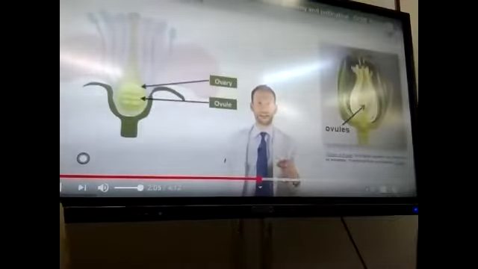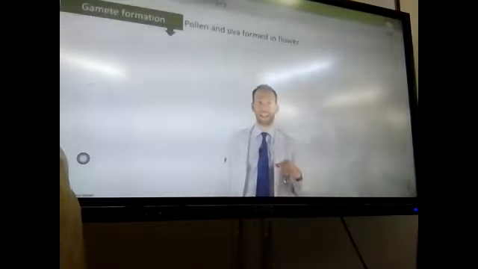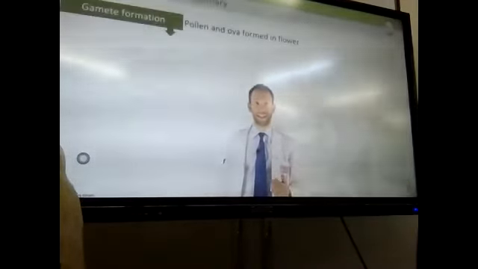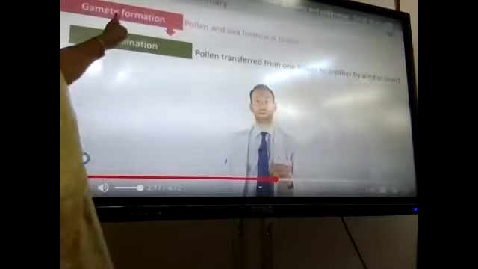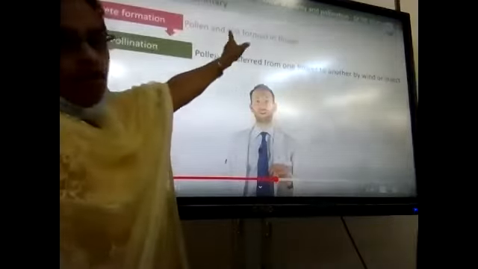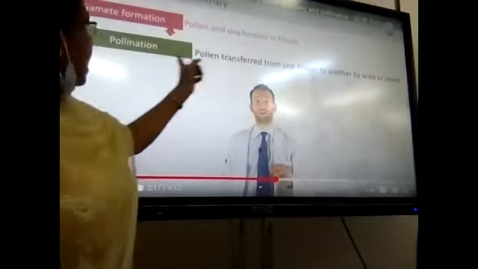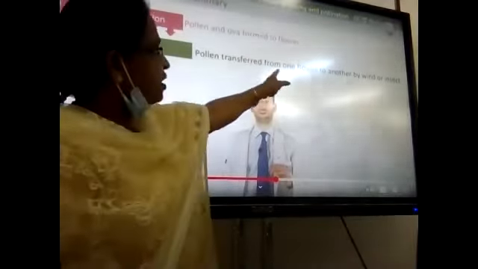So how does pollination occur? Well, I said either it could happen via an insect or via the wind. But what has happened is the pollen has been transferred from the anther of the flower to the stigma. See, the first is the gamete formation, pollen and ova. Ova is the egg cell, they are formed. And then is the pollination. Pollen is transferred from one flower to another by wind or insect.